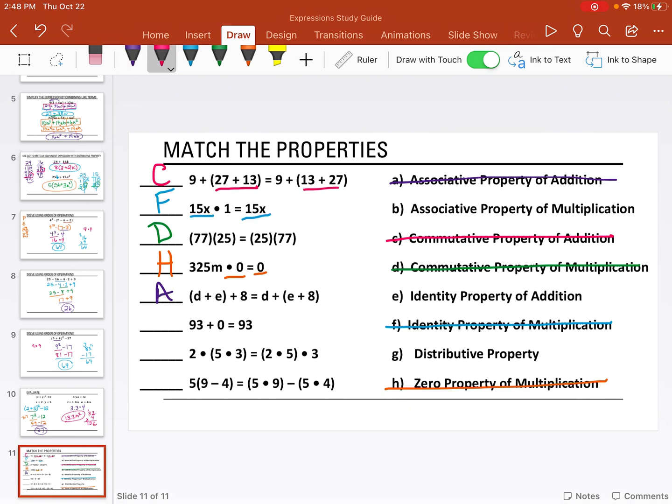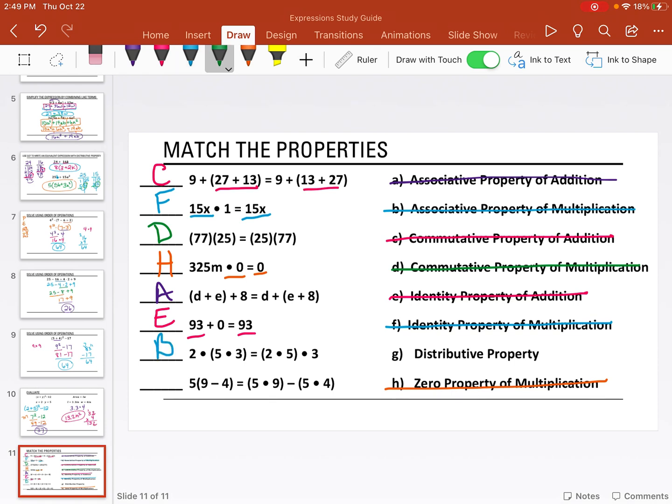Next one, 93 plus 0 is 93. Our identity stayed the same by adding a 0. So this is E. It was adding a 0, so it's not 0 property of multiplication. Be really careful on that one. Next one, 2 times in parentheses 5 times 3, or on the other side, 2 times 5 in parentheses times 3 on the outside. Again, love triangle. This is where the parentheses is moving what's inside the parentheses, who they're associated with. That's what's changing. B, associative property of multiplication.